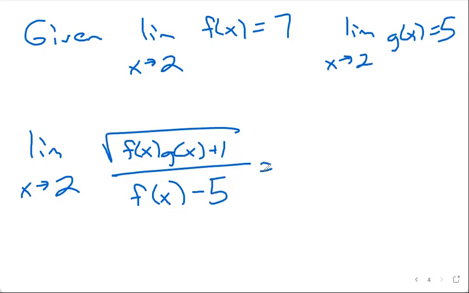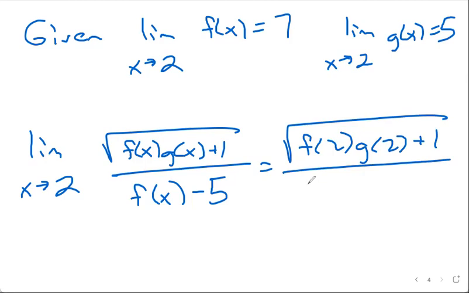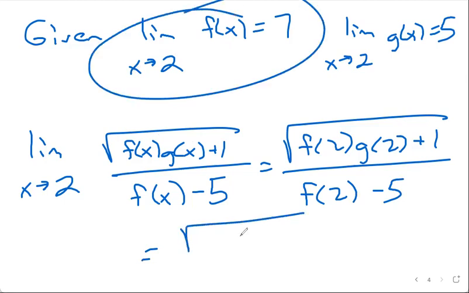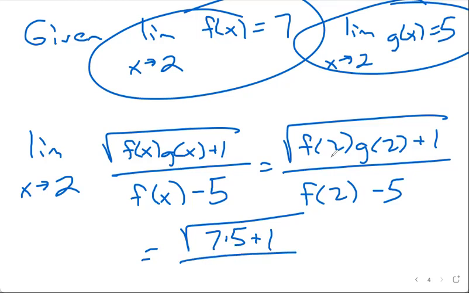How do you start any limit? Direct substitution. Go ahead and substitute it in. You get f of 2 times g of 2 plus 1, all divided by f of 2 minus 5. The only thing f of 2 could equal is 7. The only thing g of 2 could equal is 5. And again, f of 2 has got to equal 7 as you're approaching.